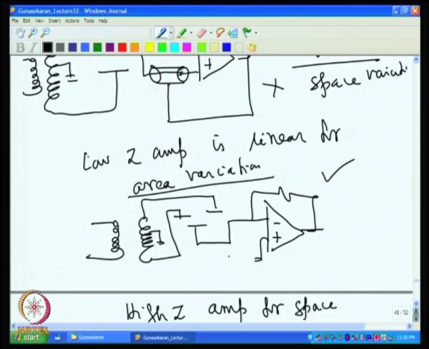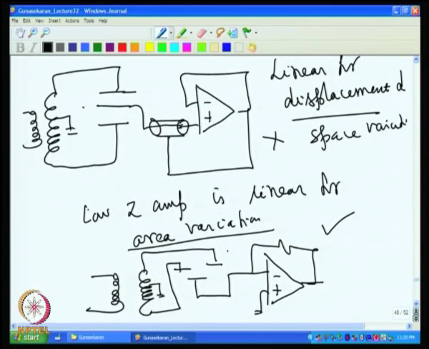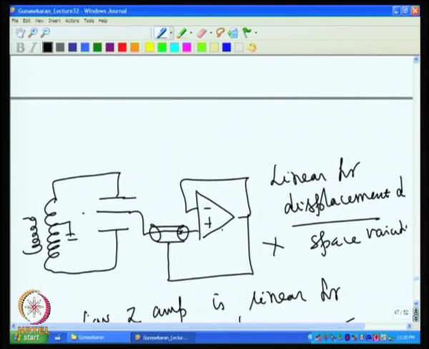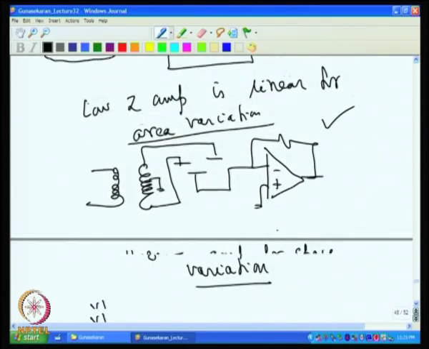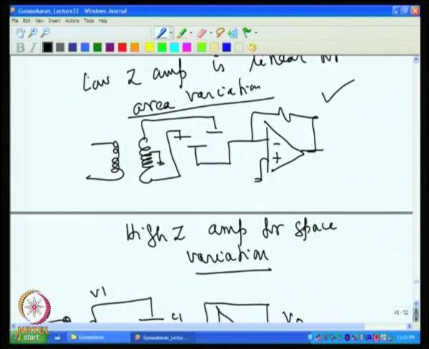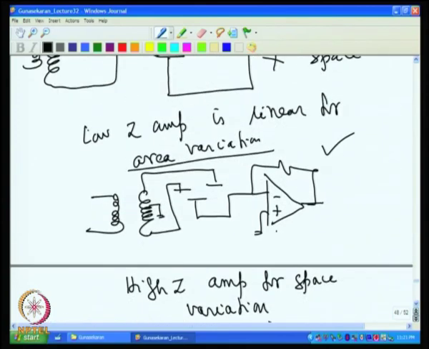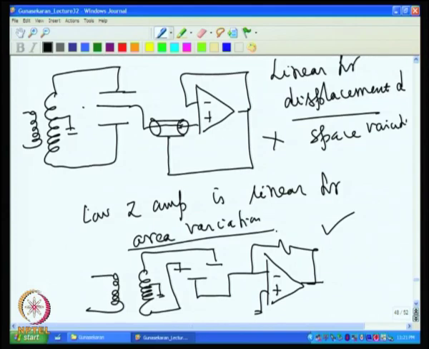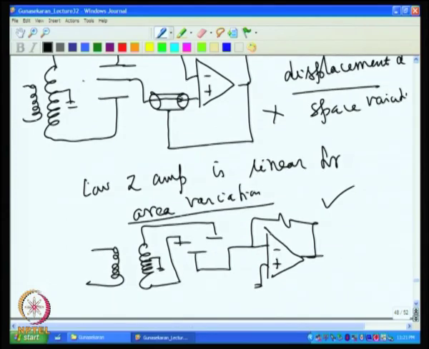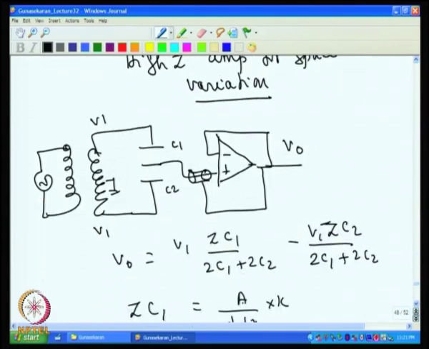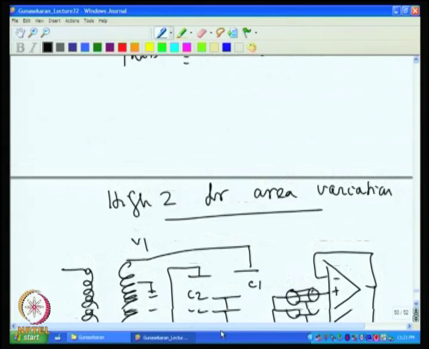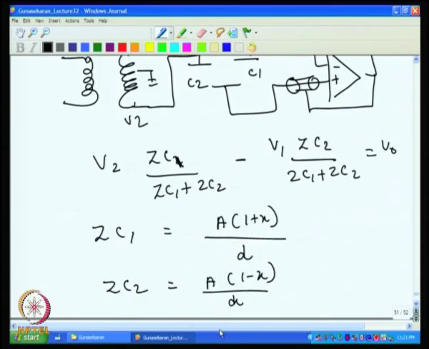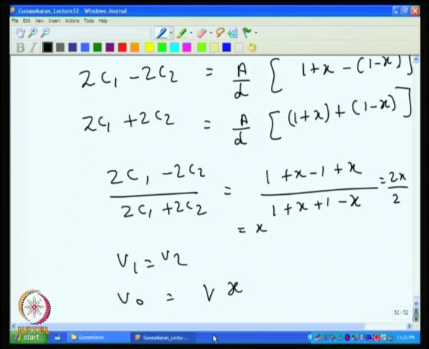I set for space variation, for space variation it is linear. So now we are seeing all the 6 circuits, how each one is behaving for displacement. So, I set for area variation, it turns out to be linear.